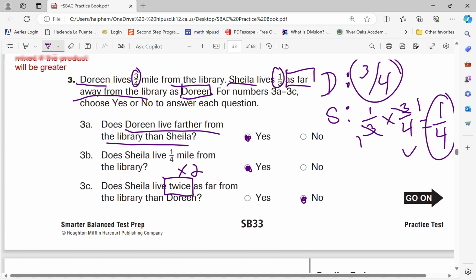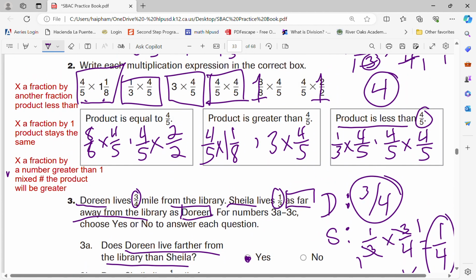So let's get back to these 3 rules. Rule 1, when you multiply a fraction by another fraction, the product will be less than. Fraction by fraction, less than. Second rule, when you multiply a fraction by 1, the product stays the same. Multiply by 1, stays the same, or by a fraction that's equivalent to 1. And the third rule is multiply a fraction by a number greater than 1, which also includes mixed numbers. So we're talking about whole numbers and mixed numbers that are greater than 1, or perhaps even an improper fraction that can represent a number greater than 1. The product will be greater.